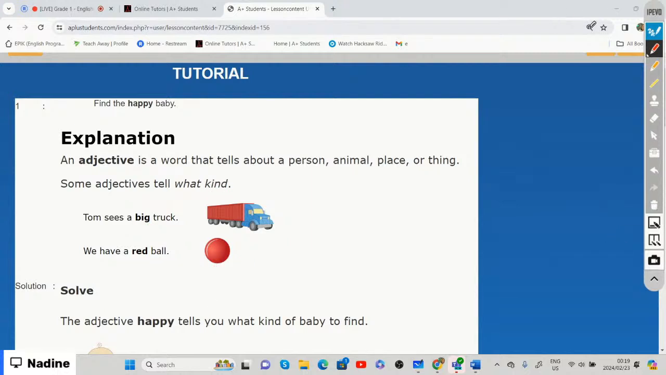All right. Like if we look at this little activity, it says find the happy baby. Find the happy baby. What is the adjective within that sentence? How are they describing the baby?